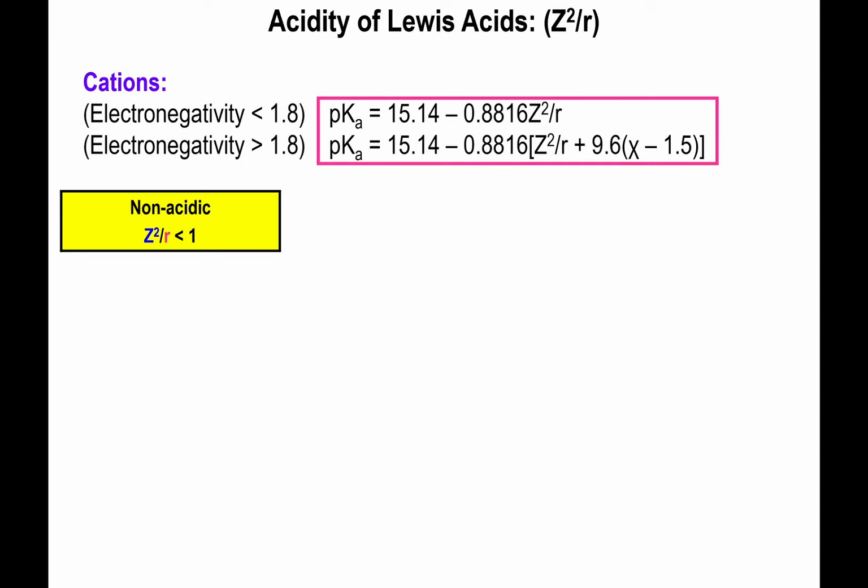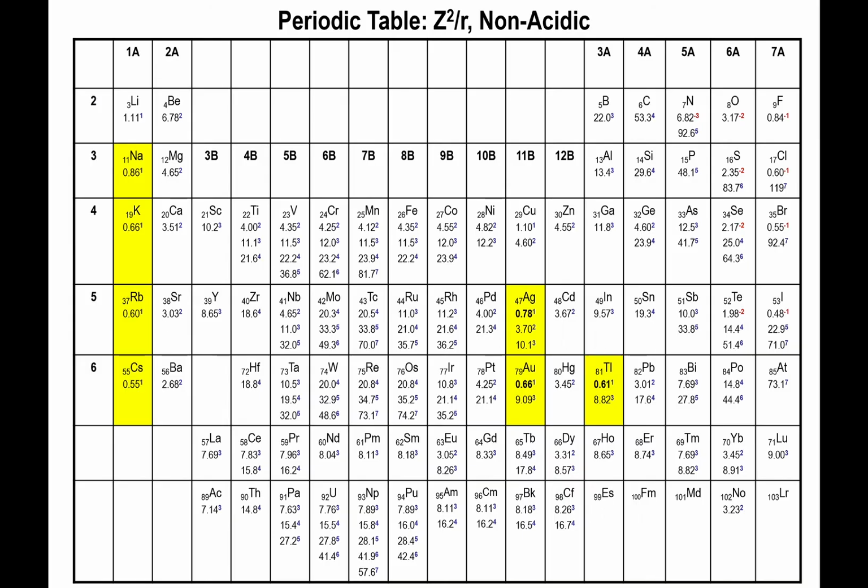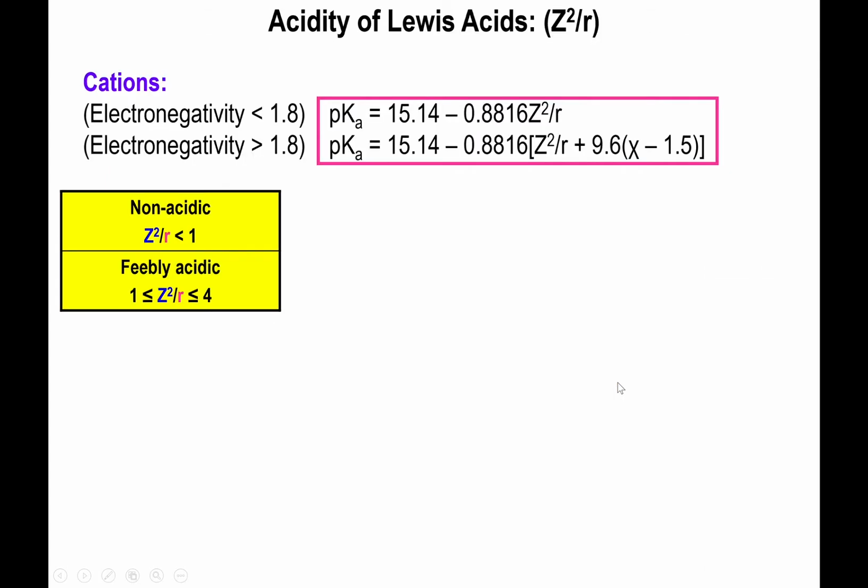Alright, and so to give you an idea, and this is a reference that you can use to guide you. If the C squared over R value is less than 1, and by the way, the radius here has to be in angstroms, but if this value is less than 1, then you're dealing with a cation that is considered non-acidic. You can add it to water, but you don't expect it to change the pH, right? And so the alkali metals like sodium, potassium, rubidium, and cesium, silver 1, gold 1, and thallium 1, you don't expect those particular cations to make the solution acidic.